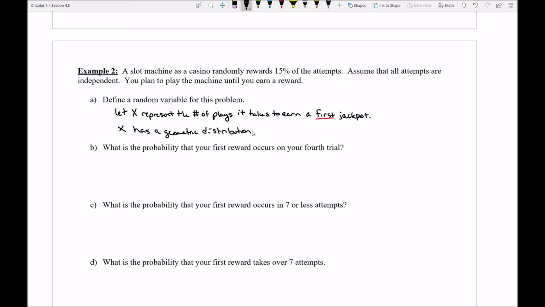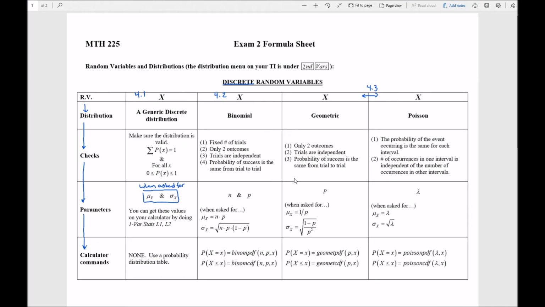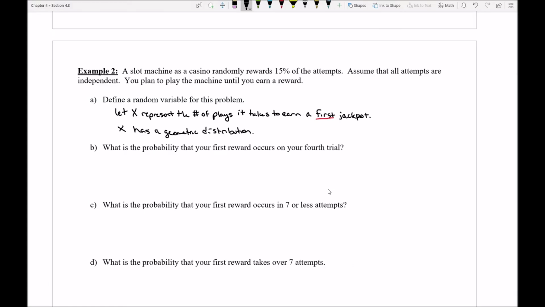Okay, so now I've established that I'm in this column here. Going down to the next box, I see that I need to find my important parameter, which here is P. I'll also be able to find mean and standard deviation later when I'm asked for them. So let's see, P. P is my chance of winning, so that should be 0.15. Perfect, so I have all the information I need to get started here.